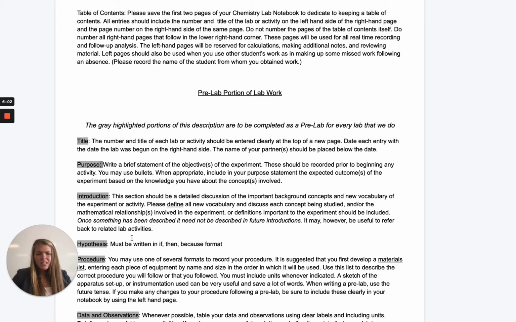The next part gets a little bit different. For this lab, it is going to be a little bit different just because your prediction does happen to be falling inside your data table, but your hypothesis is next. Your hypothesis or prediction must always be in if, then, because format, which we have talked about in class, hopefully at this point. Maybe we haven't gotten there yet. But it does need to be an if, then, because. So if I do this, then this will happen because of this scientific reason.